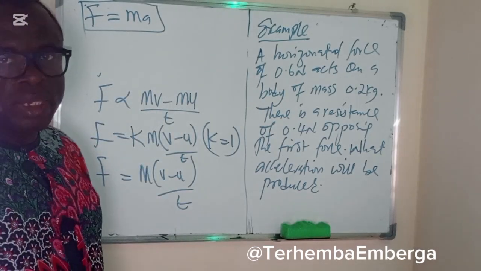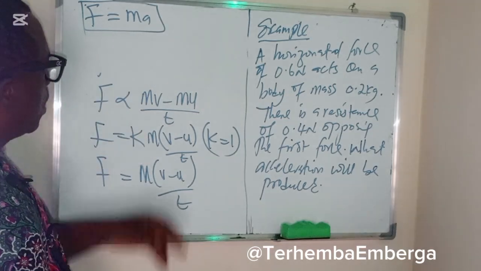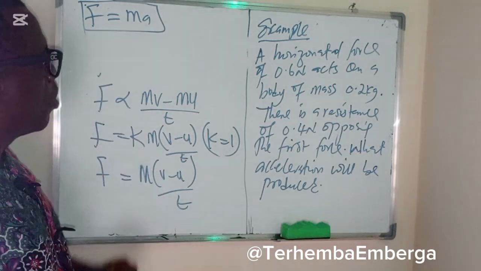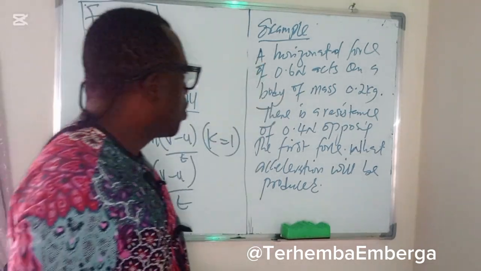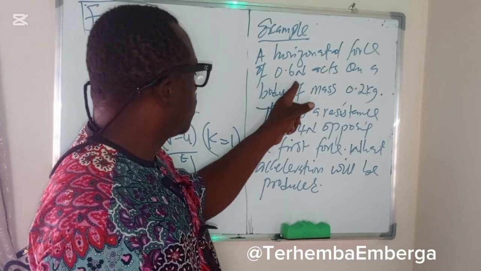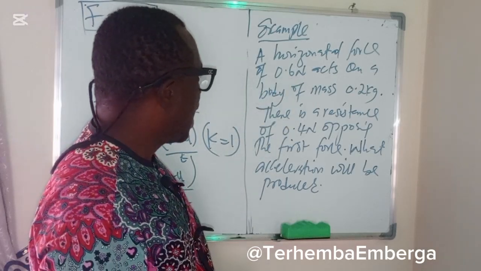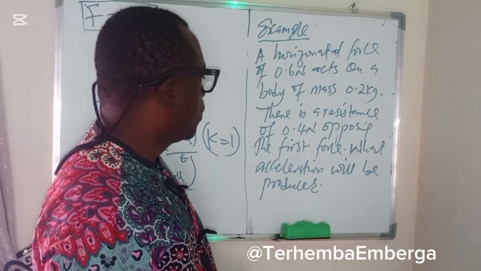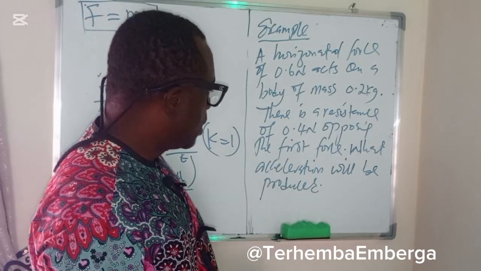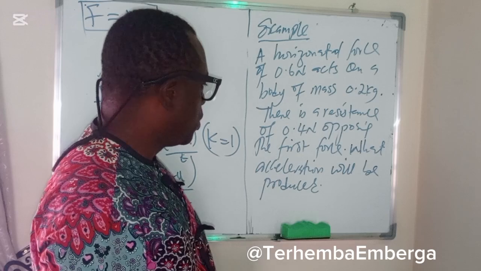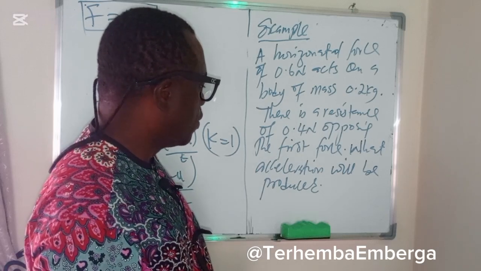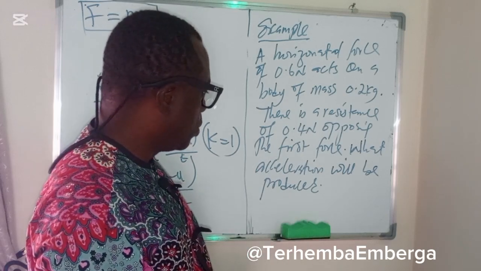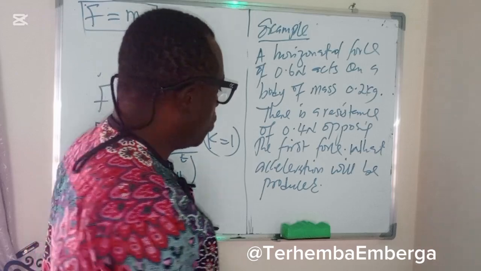So we want to use this formula to solve a problem. A horizontal force of 0.6 Newton acts on a body of mass 0.2 kg. There is a resistance of 0.4 Newton opposing the first force. What acceleration would be produced?